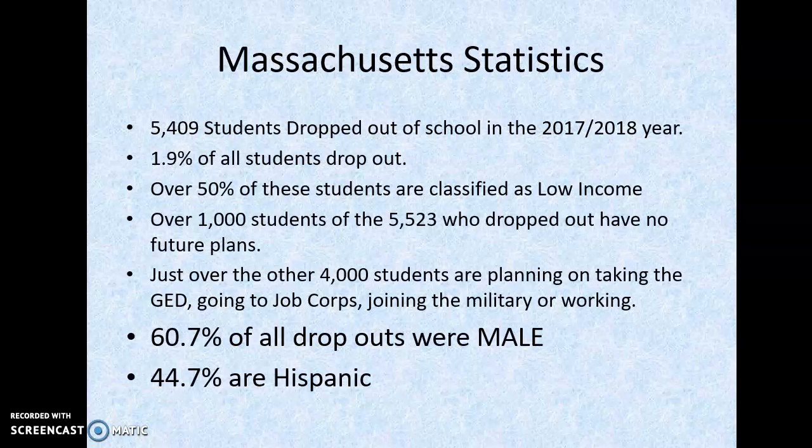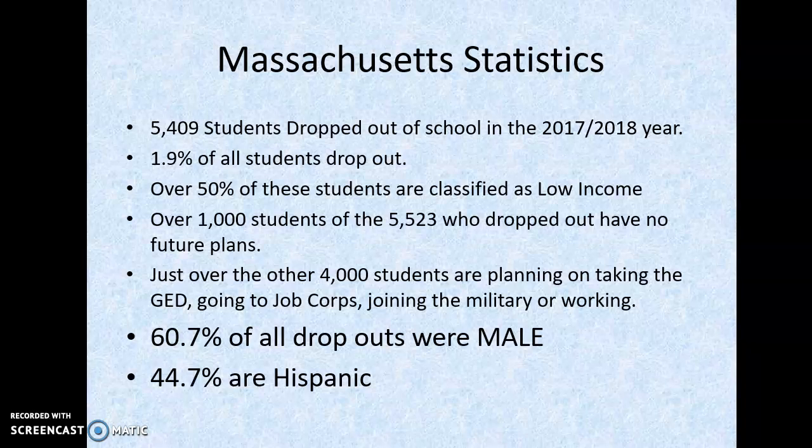So we're going to look really quickly at some Massachusetts dropout statistics. They haven't released last year's data yet, but 5,500 students or thereabout dropped out of school last year in Massachusetts, and most of these students are classified as low income. But mostly students who drop out don't really have a plan.